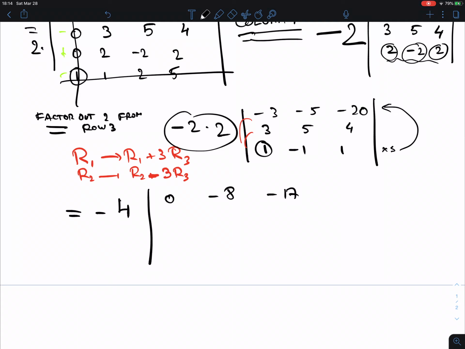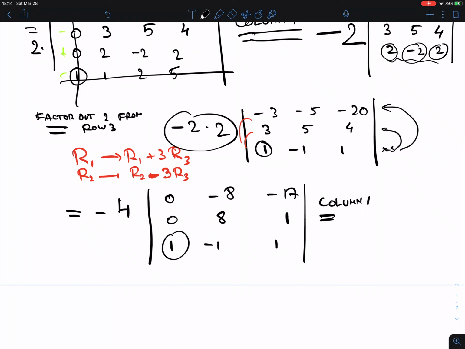The other one, now I do negative 3 and multiply there, so that's 0, 9, negative 3, no, not 9, 8, right? Negative 3 times negative 1 is 3, plus 5 is 8, and then minus 3 times 4, minus 3 plus 4 is 1. Okay, and then I have 1, minus 1, 1. Great. Again, I do column 1 expansion now.